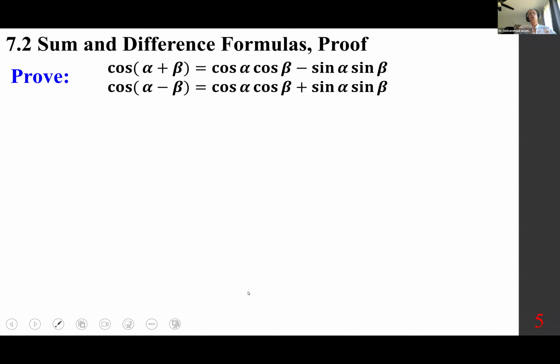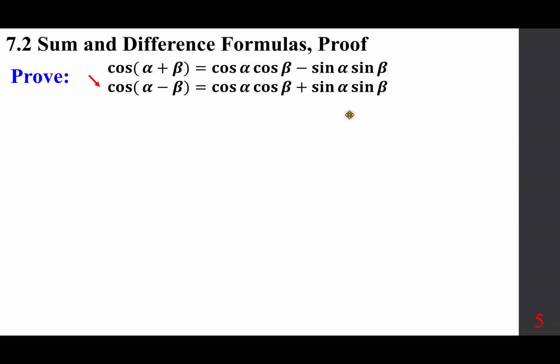So we are going to look at the proof, and in this case, reminding you what we said in the previous page. Cosine of alpha plus beta is cosine alpha cosine beta minus sine alpha sine beta, and cosine of alpha minus beta is cosine alpha cosine beta plus sine alpha sine beta. This is the one we are going to prove.